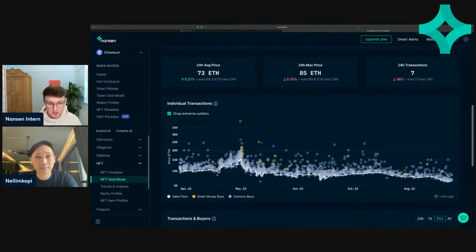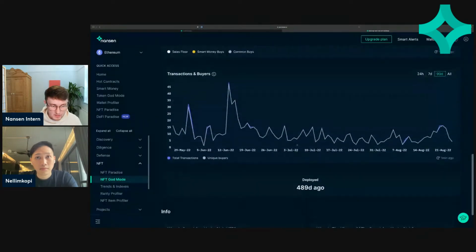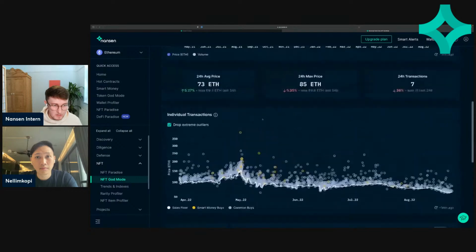So these yellow dots, of course, are the smart money ones. You can see for Bored Apes, there hasn't really been much smart money buying at all since the end of July even. And even then, there's not that much. Most of it was happening back in May. And yeah, we can see transactions. You can see they're way down compared to what they were in mid-June. And we've got some info there.